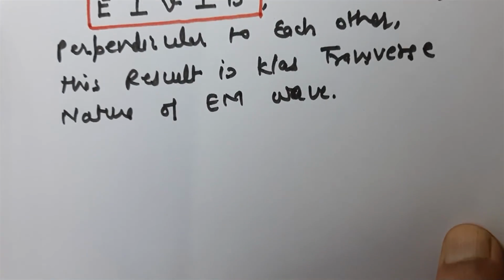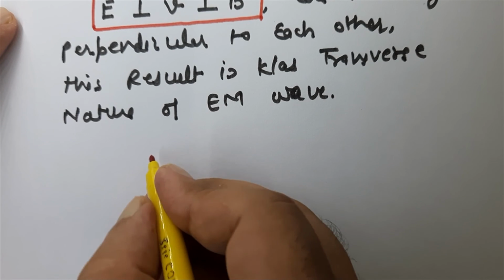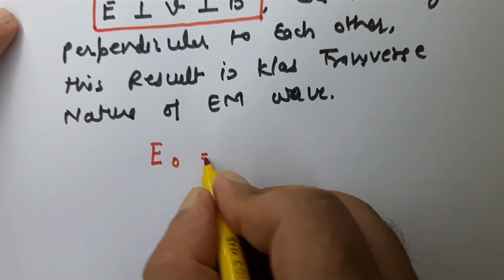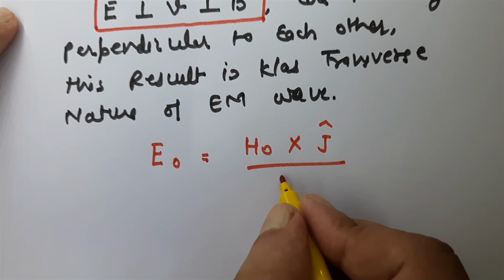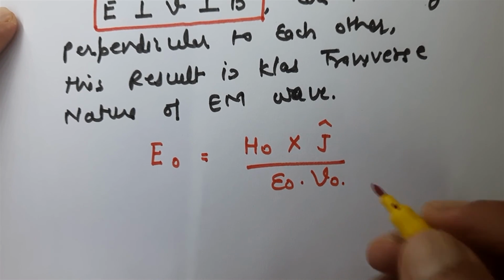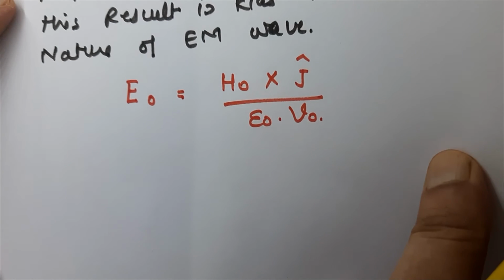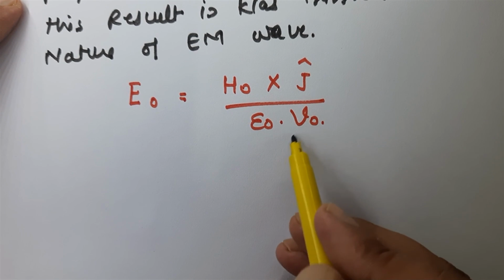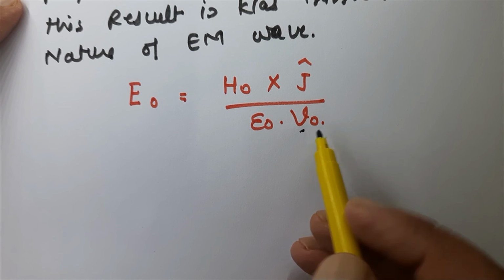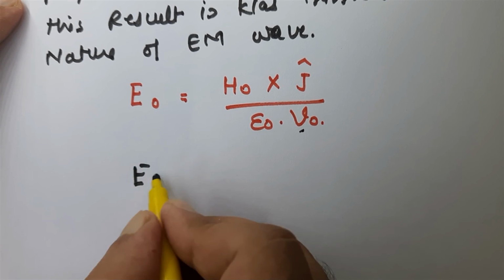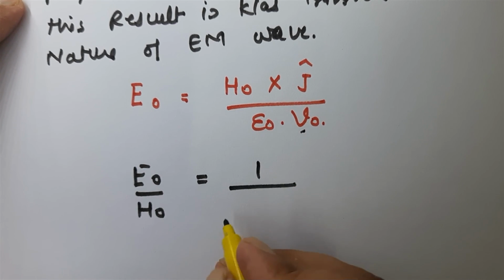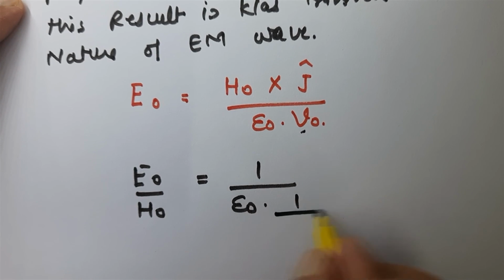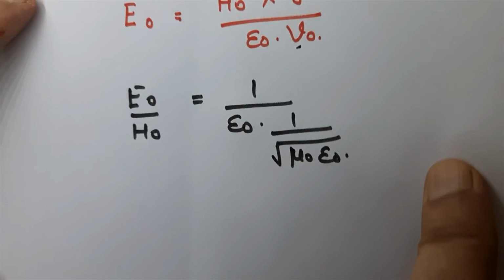Further, from the equation that we have derived in the previous page, E0 is given by H0 cross J divided by epsilon 0 into V0. This equation can be modified as we can expand the numerator and use the value of V0, velocity of EM wave, from the previous expressions. Upon solving this equation, we will get the following.